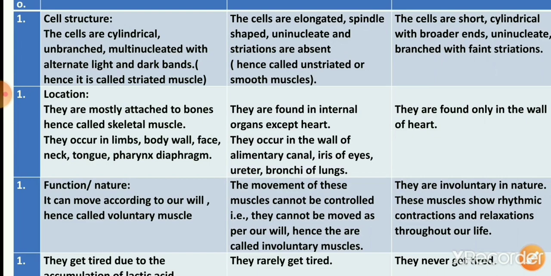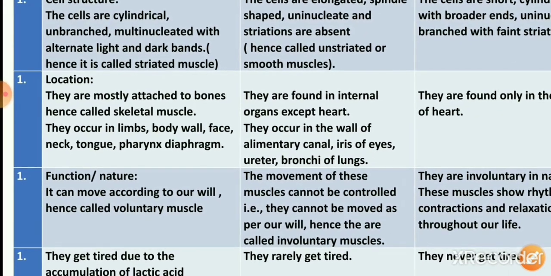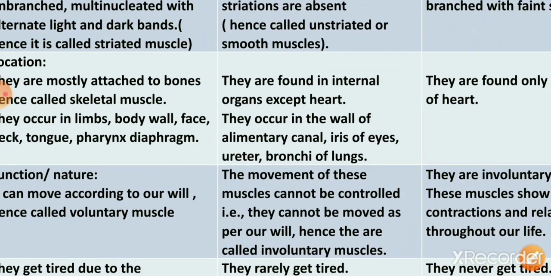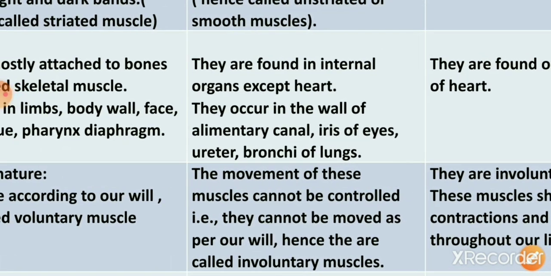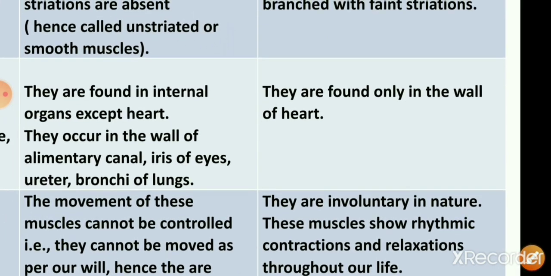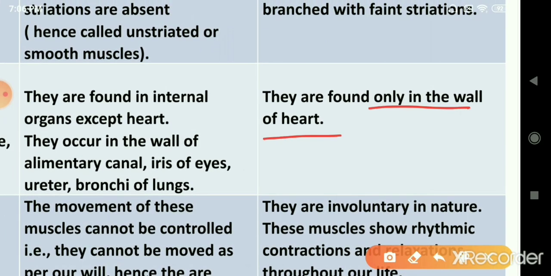The other thing is, where else do they occur? They occur in our limbs, the body wall, your face, neck, tongue, pharynx, diaphragm. All these are the parts where striated muscles are present, whereas the smooth muscles or involuntary muscle occurs in the wall of alimentary canal, the iris of eye, the ureter and the bronchi of lungs. And the cardiac muscles are found only in the wall of heart.